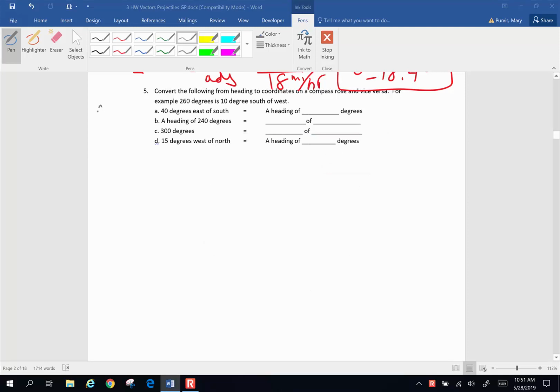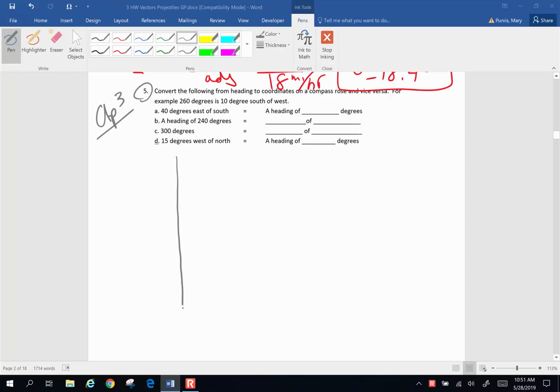Hi everyone, we're going to continue with some Chapter 3 homework problems, and we're going to start with number 5. Convert the following from a heading to coordinates on a compass rose and vice versa. Here goes. 40 degrees east of south.